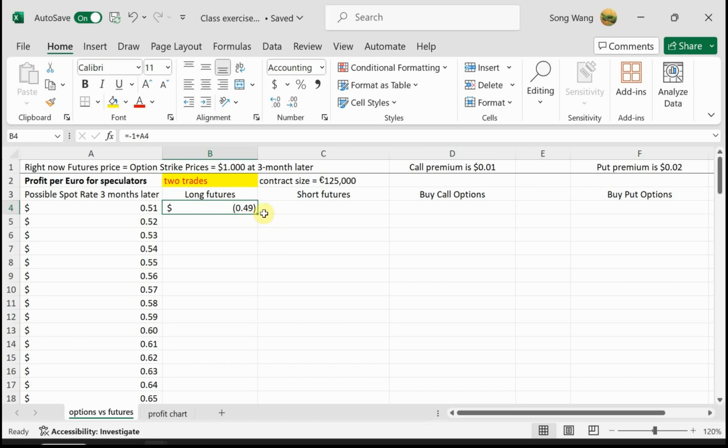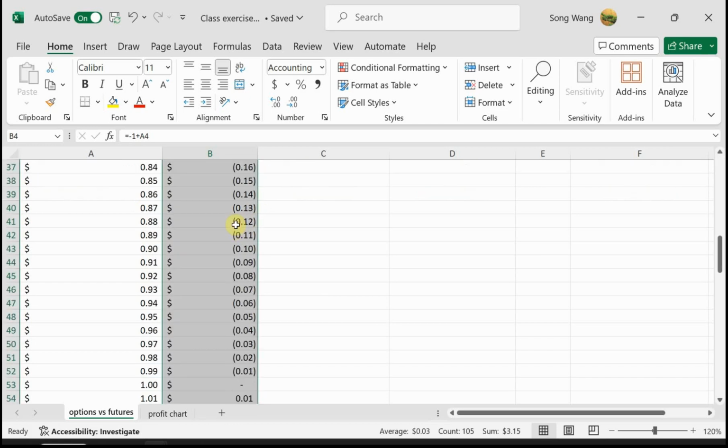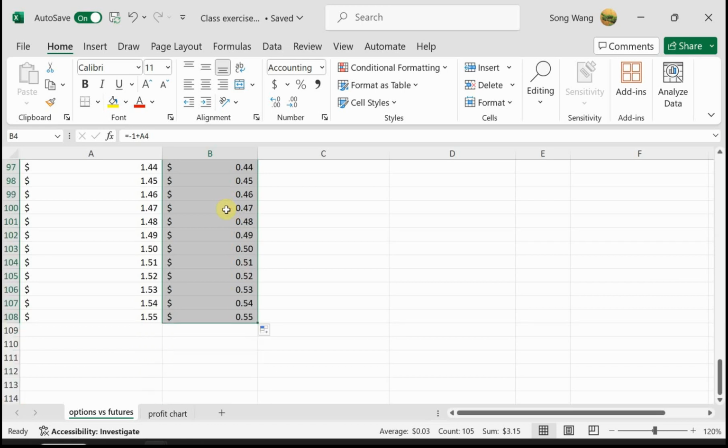All right, so that means you are losing money if the euro depreciates when you take a long position in the futures. You promise to buy at $1, but the actual worth of the euro is $0.51, half of that, so you actually lose money. And you can just double click on this. As you can see, the higher the euro price is, the more profit you can make.